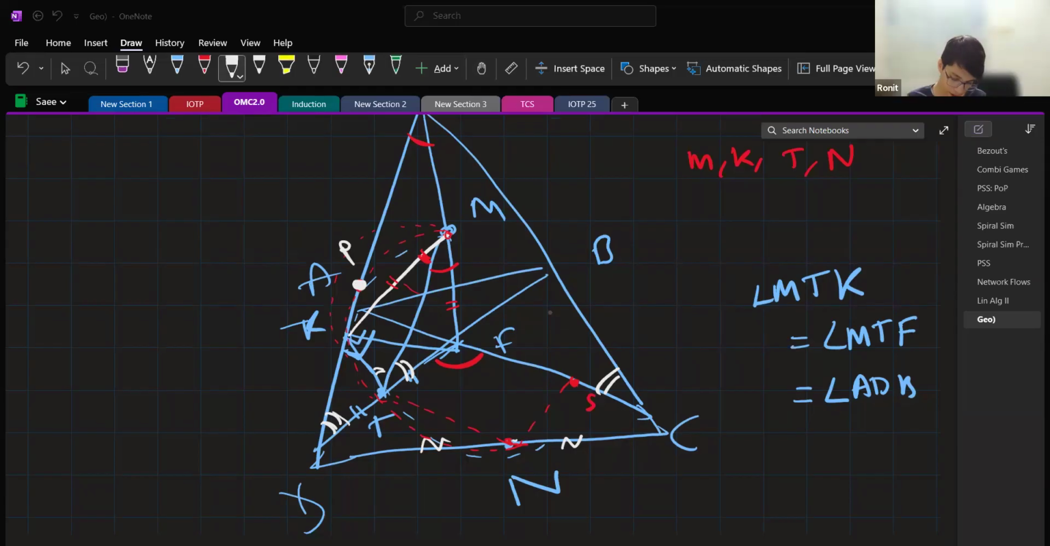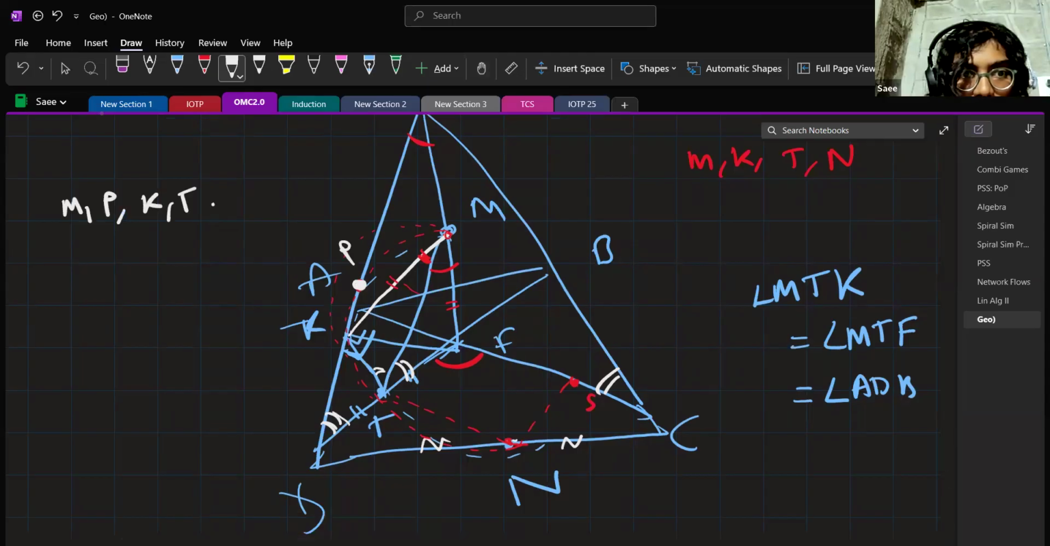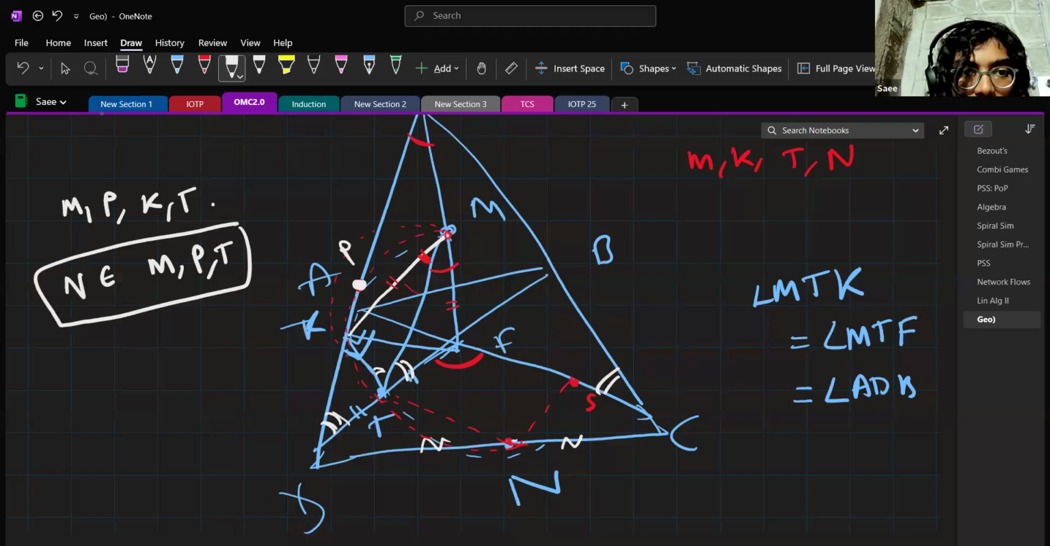Okay, now you have that P. So maybe I'll just try to recap till then. So now what we are trying to show, we already know that M, P, K, T lie on the same circle. You will want to show that N lies on the circle with M, P, and T. This will be much better because K was kind of weird, but now we have all midpoints.